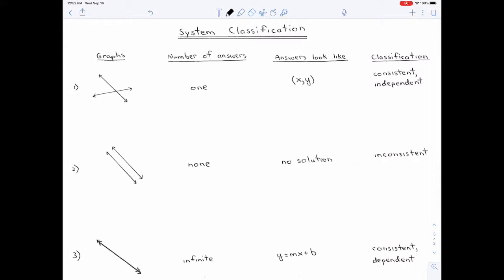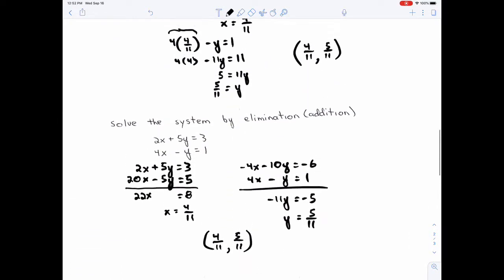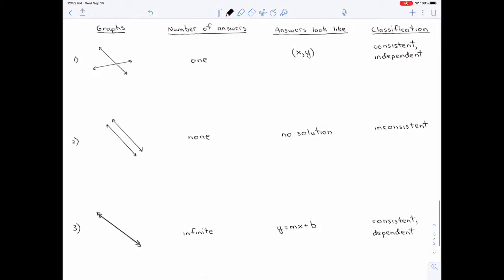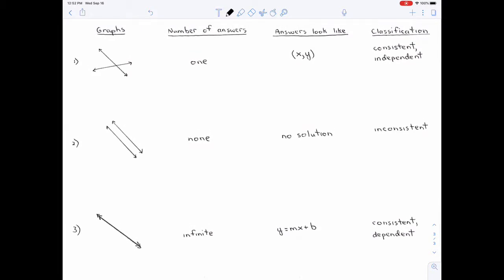If they cross in one point, you get one answer. What does the answer look like? An x, y point. That's what happened up here, right? They crossed in one point. And it's got a classification, which I'm not that interested in. Alex may ask it of you, in which case answer it, but I'm never going to ask it. It's just not that important. It's called consistent and independent.